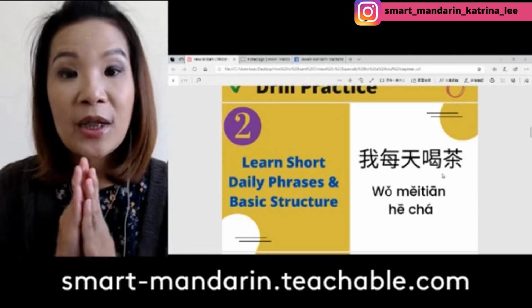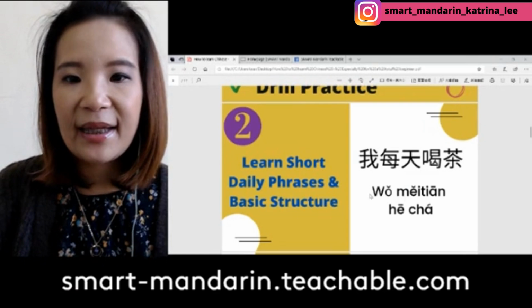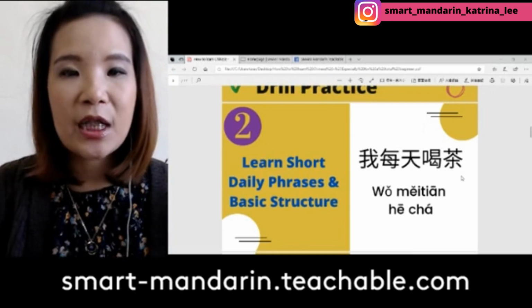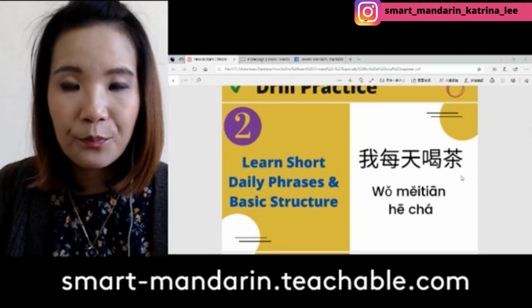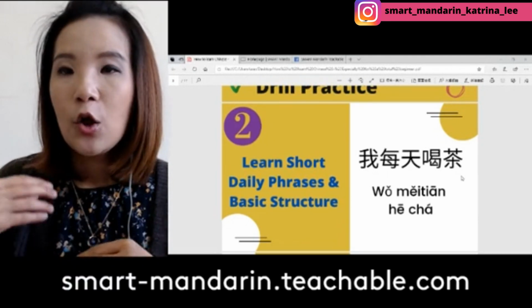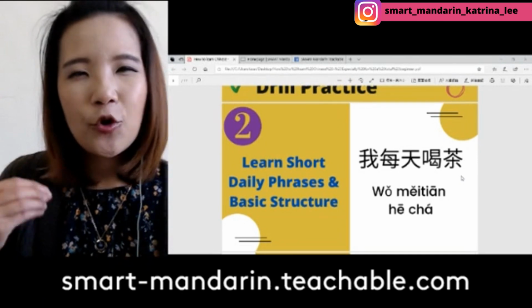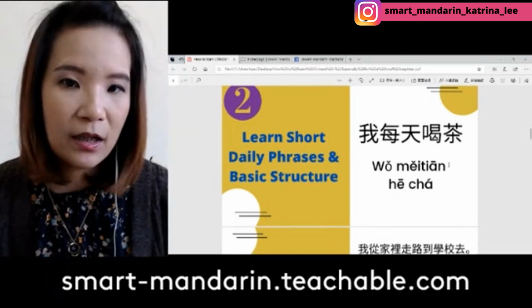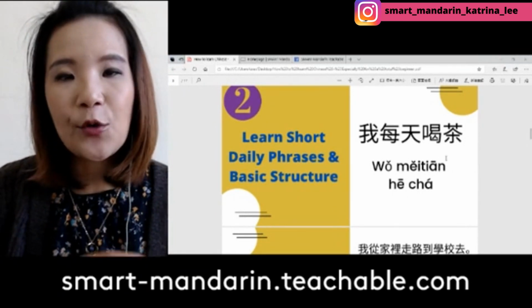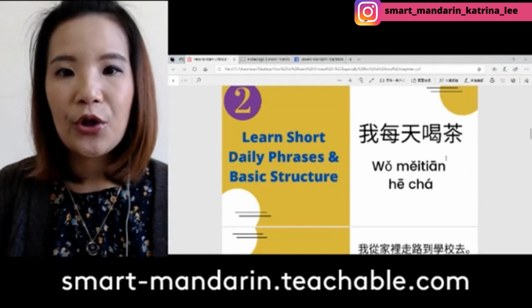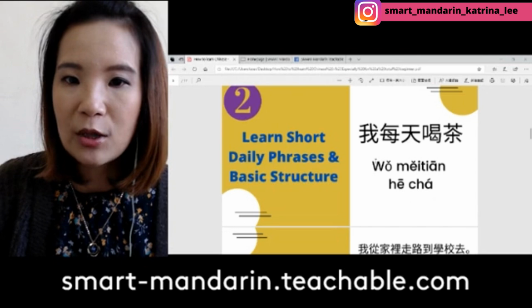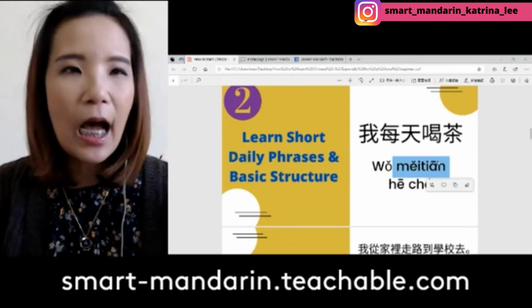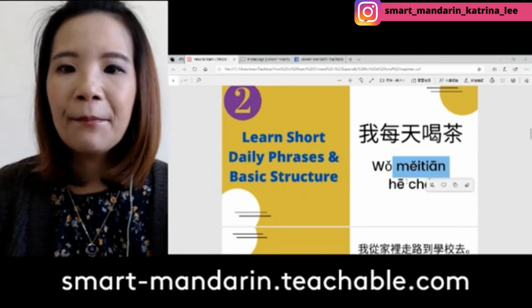For example, you start to expand your sentence like 我每天喝茶, which means I every day drink tea. Now try to expand your sentences. From words, short phrases, to sentences, and to find the logic of the word order that we have. For example, this one, 我每天喝茶. The basic sentence structure order is subject, which is people or something. So subject, 每天 is a time. So people, time, and action.